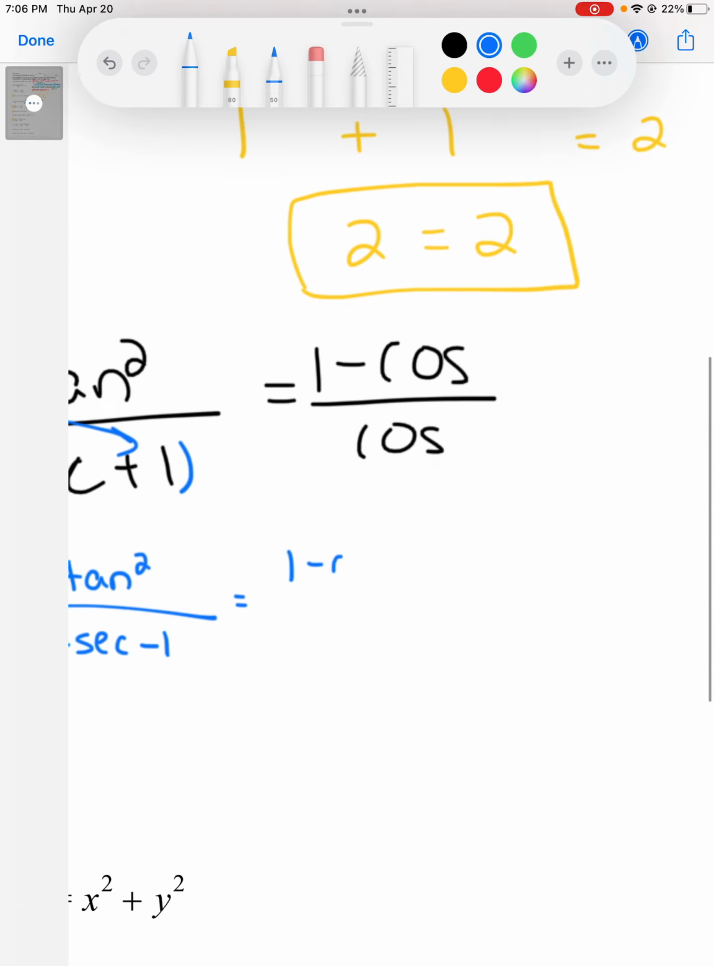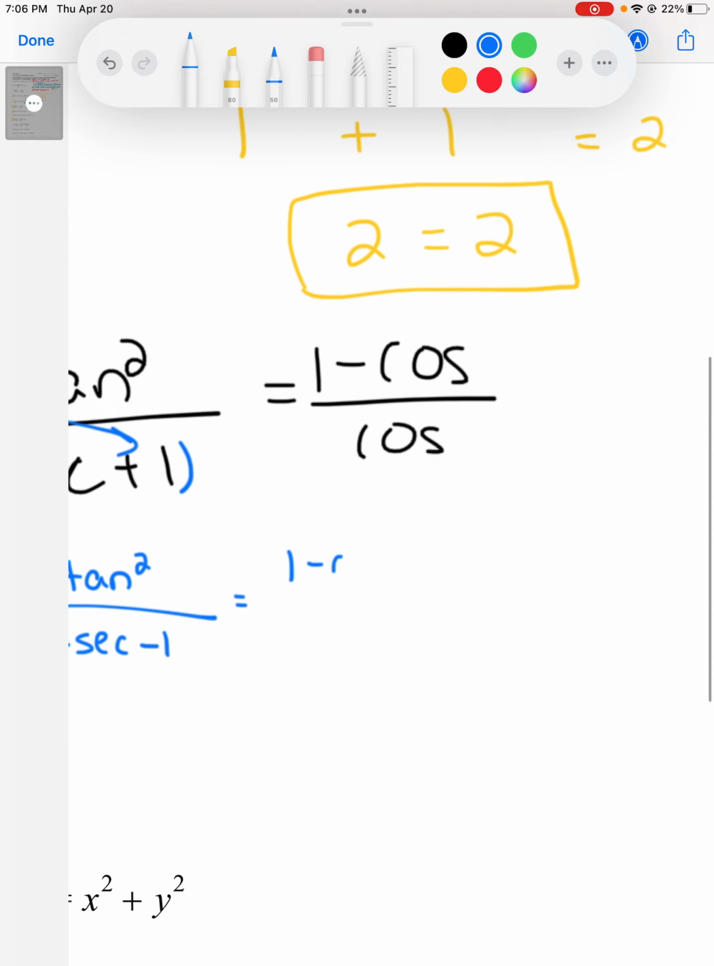So now let's look at this side. Because this side is obviously as simplified as it can get. We got a secant minus 1. It's not a fraction anymore since the tangents canceled out, so we can't times by a difference of squares. So over here, what this means is that 1 is being divided by cosine, and cosine is being divided by cosine, right? Everything on the top is being divided by cosine. So what does cosine over cosine simplify to be?